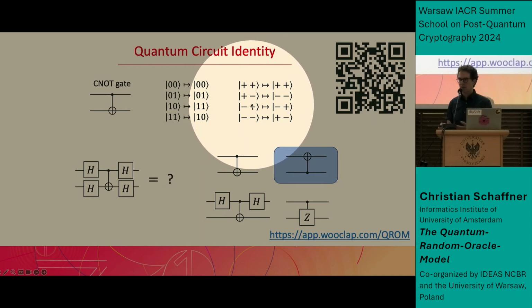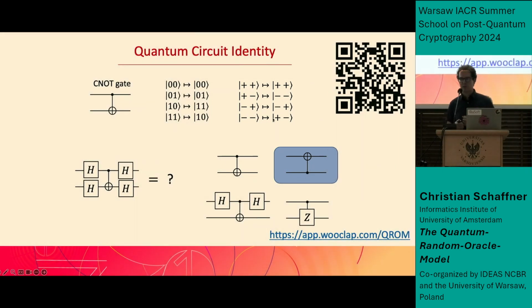So now, whenever there's a plus in the second qubit, then nothing happens to the first one. So this remains the same as it was before. But when there's a 1 in the second qubit, then it switches from a plus to a minus. And here it switches from a minus to a plus. So this is really the definition of a CNOT, but the other way around, when seen from the Hadamard basis.